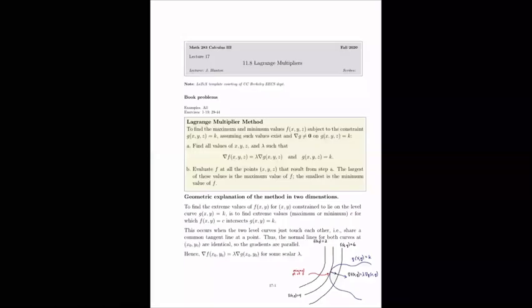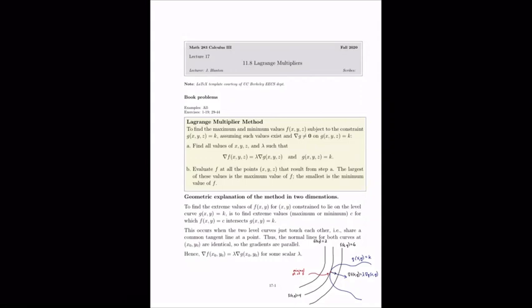Section 11.8 is Lagrange Multipliers. This is a method of finding extrema or optimal values for a function on a constraint curve or a constraint surface for dealing with three variables. So it's sort of an addition to the techniques of 11.7, but it's very specific to constrained optimization.